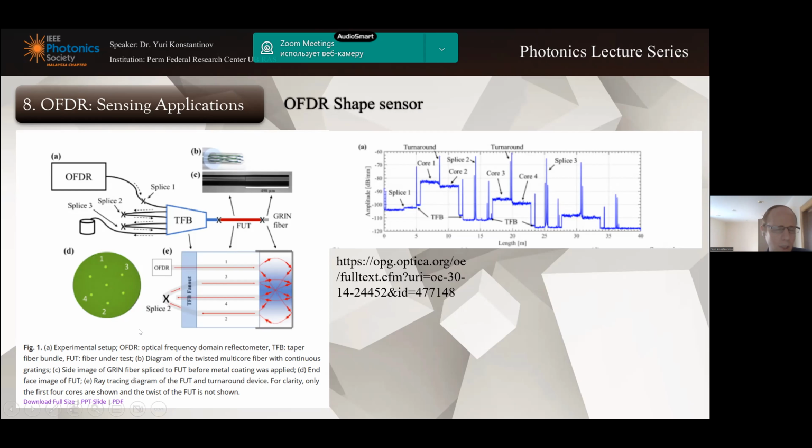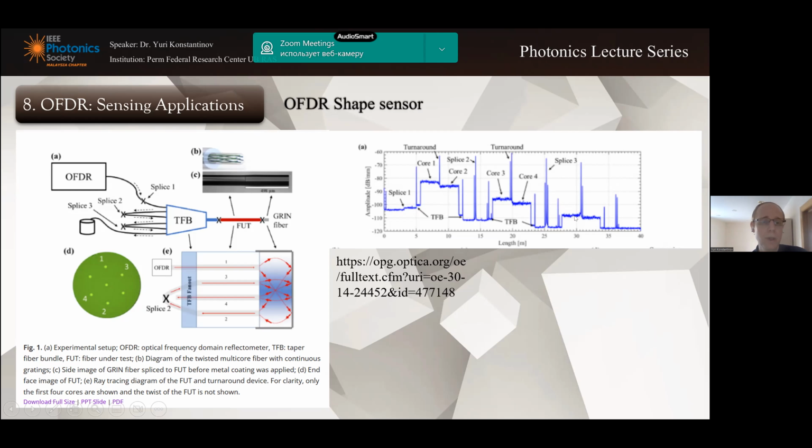In such an implementation, they have a 7-core fiber, and the tips are connected to provide the measurement like this. So we have core 1, core 2, core 3, and so on. And if some part of this fiber is bending, we can see that we measure attenuation here, here, here, and build the model to understand how this fiber behaves in space.